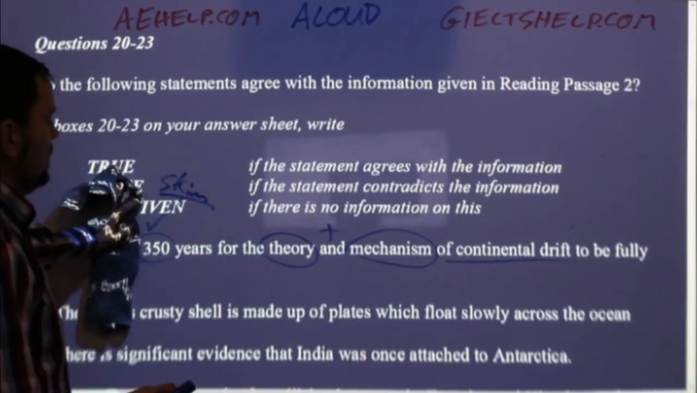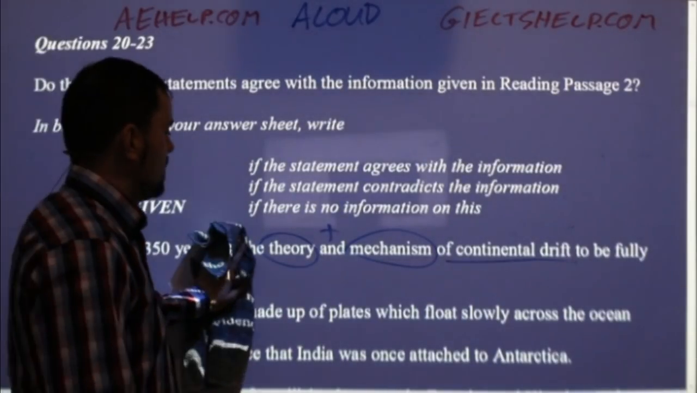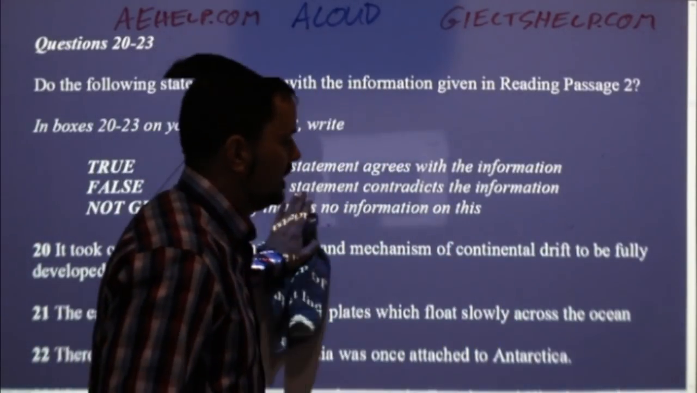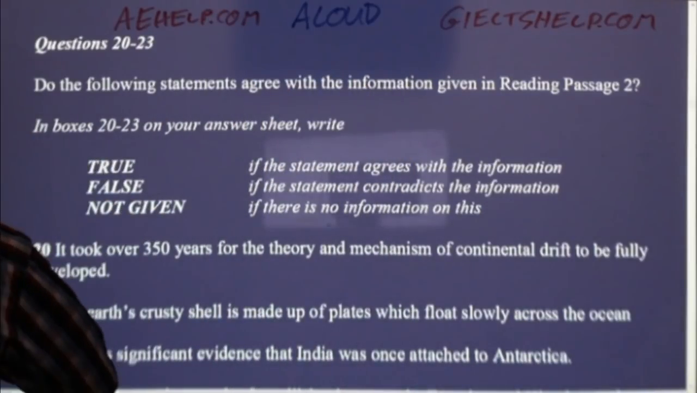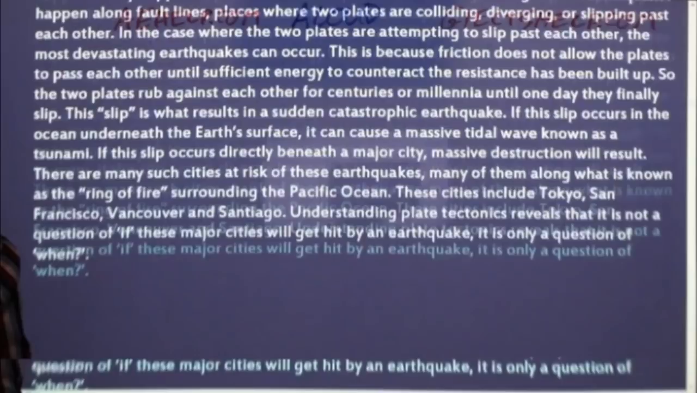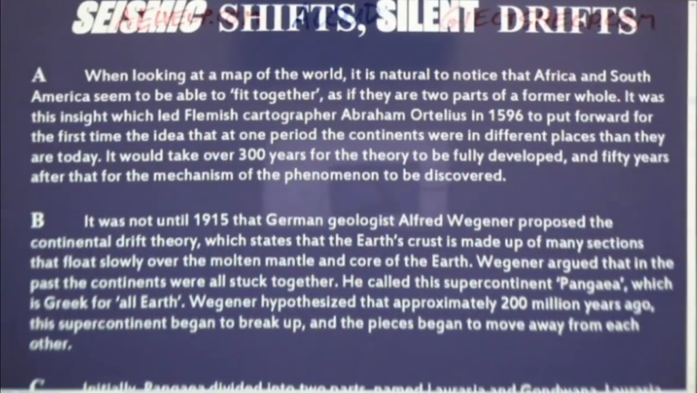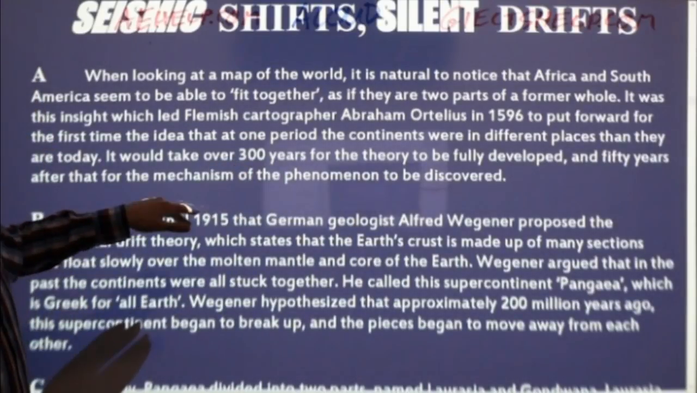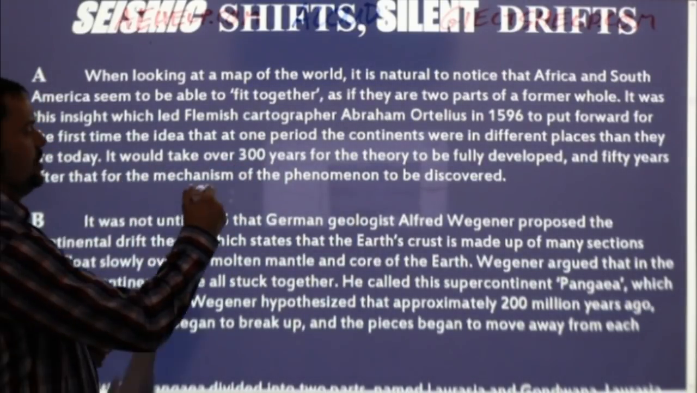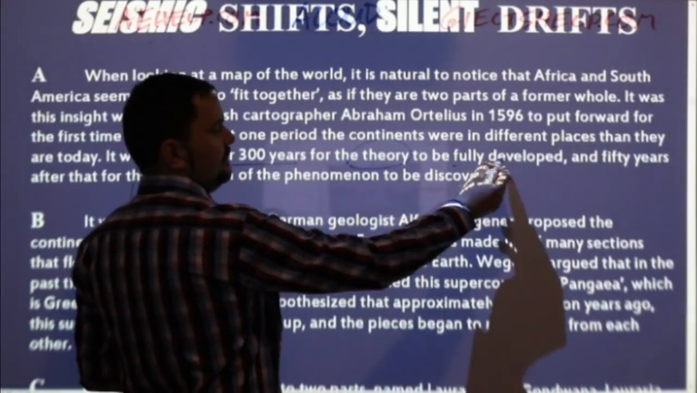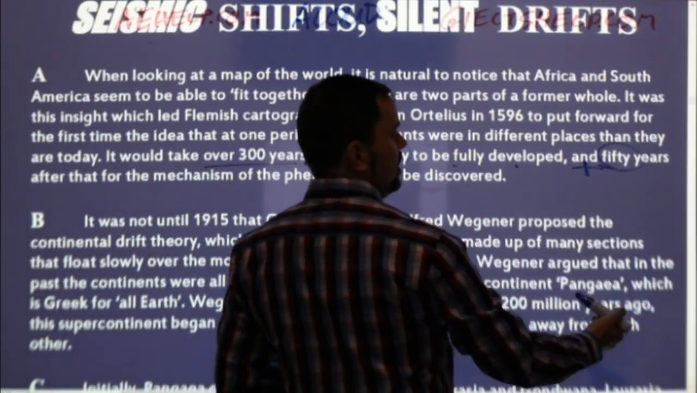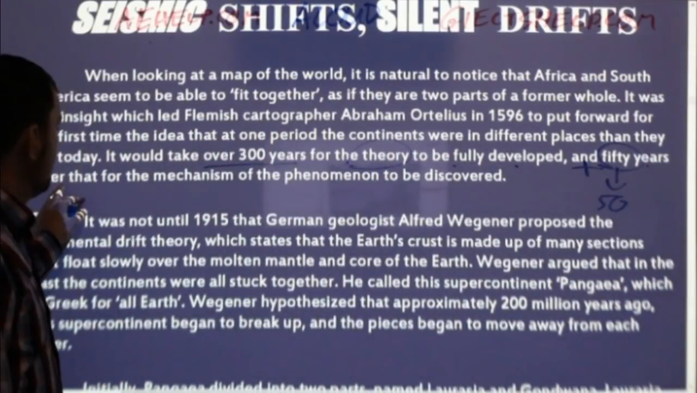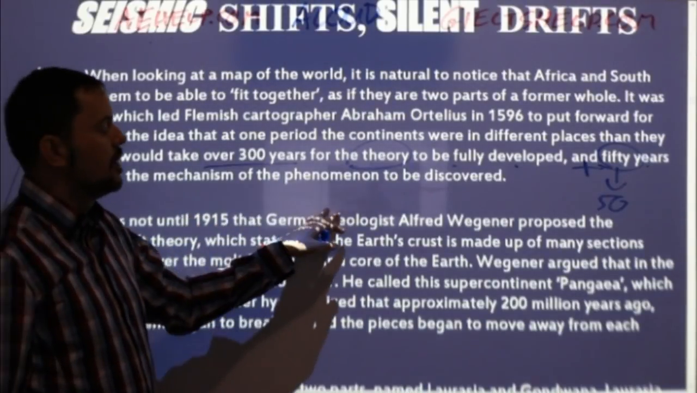So here, we want to look for the number 350 or for some numbers. And as Pranay mentioned, the answers are in the order of the passage, so this should be early in the passage, in the beginning. And right away, my eye catches this 300. So I read it here: it would take over 300 years for the theory to be developed, and oh, there's another number. It's just written as a word, 50 years after that for the mechanism of the phenomenon to be discovered.